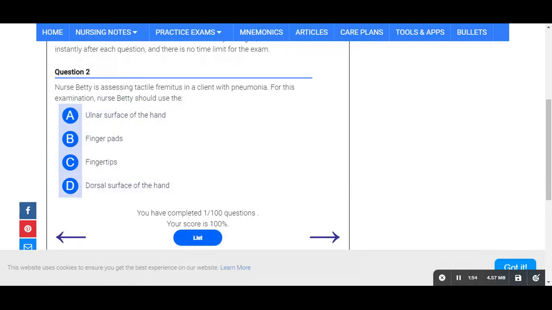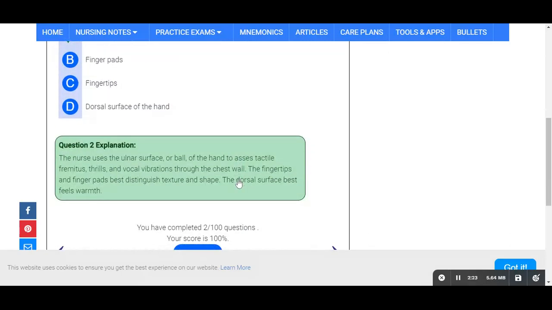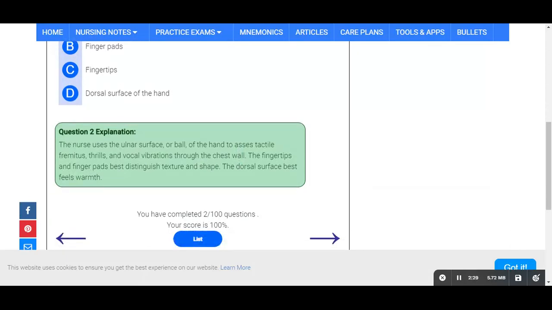Nurse Betty is assessing tactile remedies in a client with pneumonia. For this examination, Nurse Betty should use the ulnar surface of the hand, finger pads, fingertips, dorsal surface of the hand. If we are assessing for fremitus, I think we're going to use the ulnar surface of the hand, but I'm not sure about that. So let's see. It is correct. Now, the nurse uses the ulnar surface or the ball of the hand to assess tactile fremitus, thrills, and vocal vibrations through the chest wall.